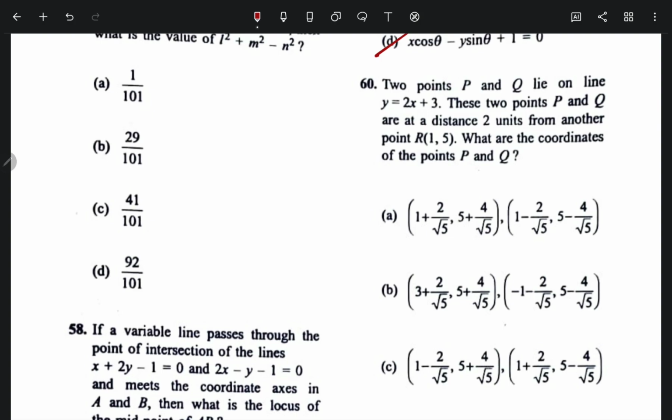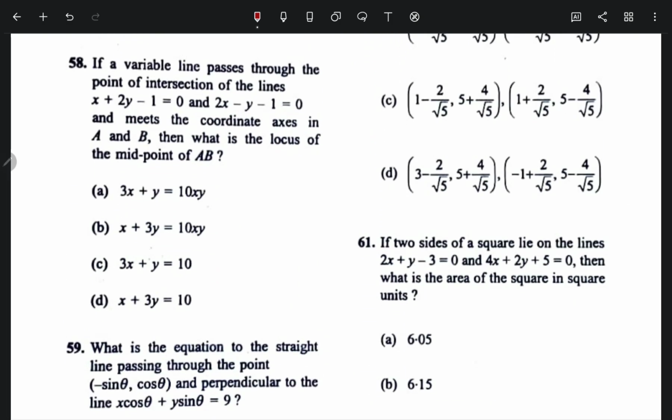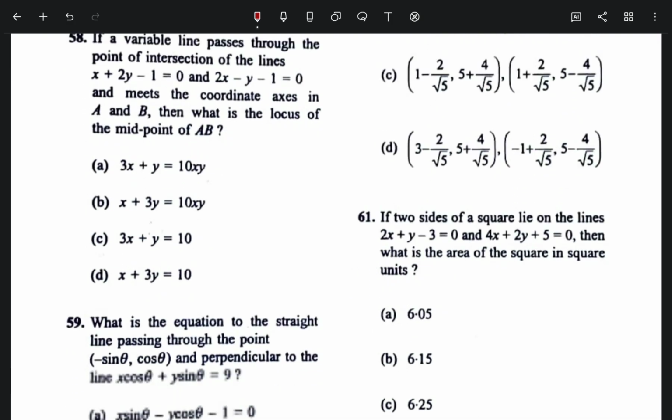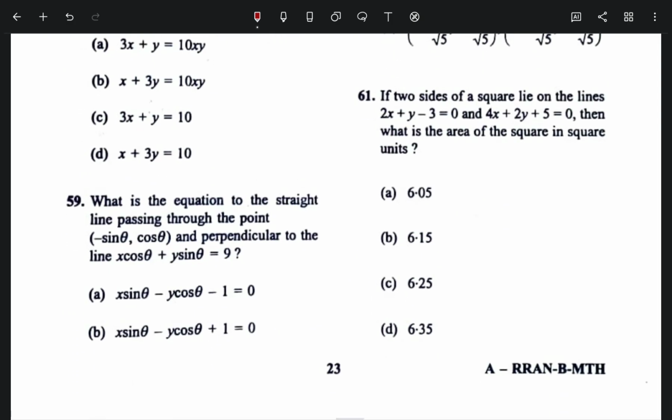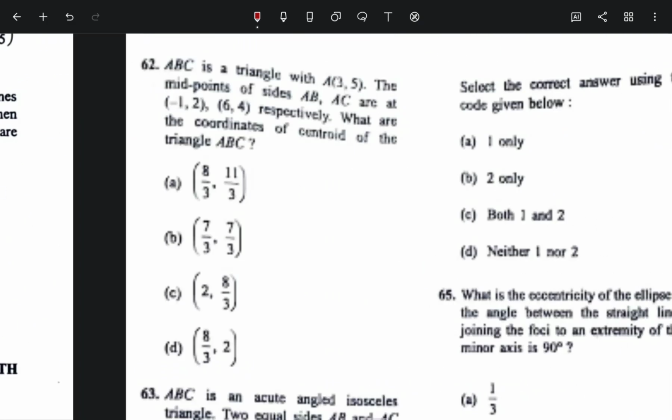60 is also a basic distance formula. The calculations will be a little tedious, but finally you will arrive at this. So 61, the answer is A, because the square is lying between the 2 lines, and the distance between these 2 lines will be the side of the square.